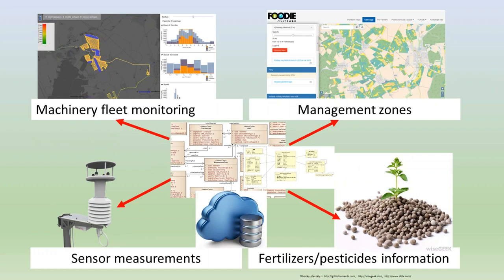I am now back. It was discussed today, what we are dealing with a lot, and it is also now part of the DEMETER project. It is this FOODIE data model. This data model was developed in two types. One is a relational database, now more and more used and developed by Poznań Supercomputing Center, and the other is this RDF model. The goal is to use this model as an integration model for sharing information and data coming from different types of activities like machinery, management zones, sensor measurements, pesticides.